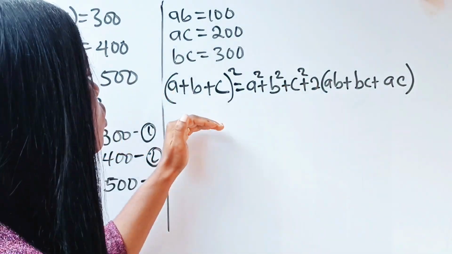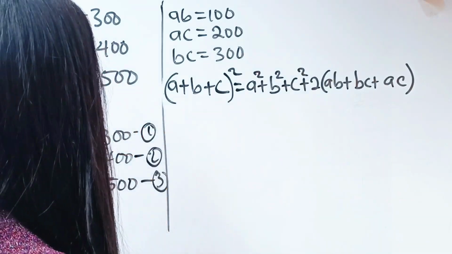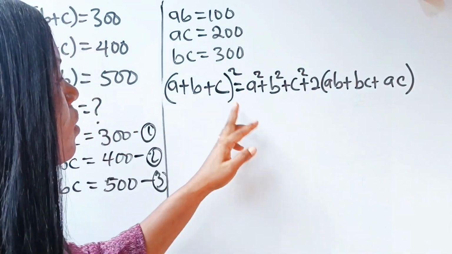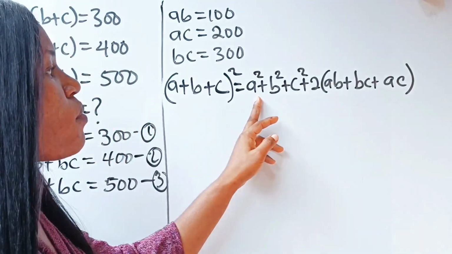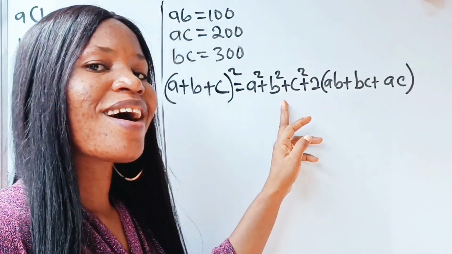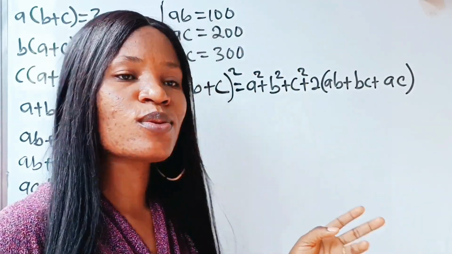All right, so we go ahead and solve this. But before then, to be able to get this, that means we need A squared, and that also means that we need B squared, and that also means that we need C squared. But don't panic. I'm going to show you how to do that.